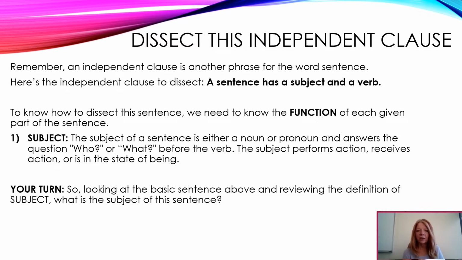Here's the definition. The subject of a sentence is either a noun or pronoun and answers the question who or what before the verb. The subject performs action, receives action, or is the state of being. So your turn. Look at the basic sentence above and, reviewing the definition of subject, what do you think the subject of this sentence is?